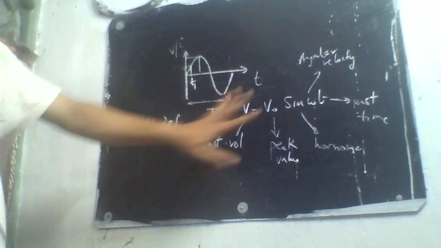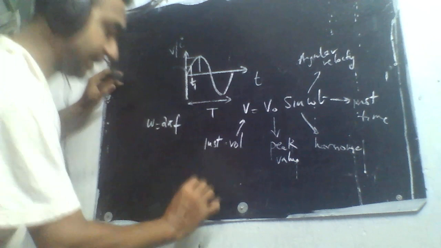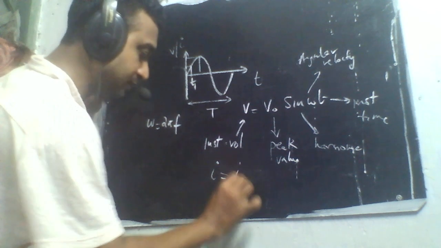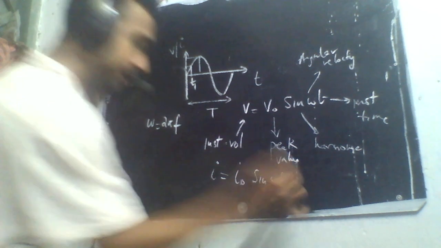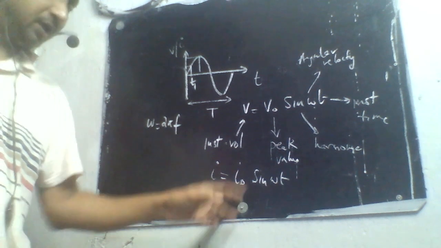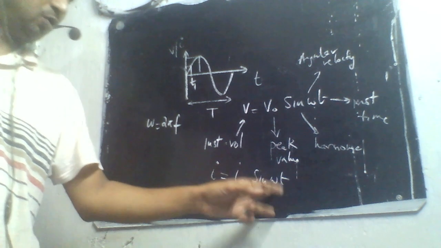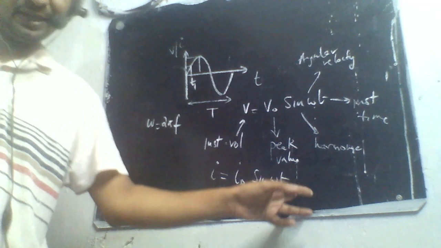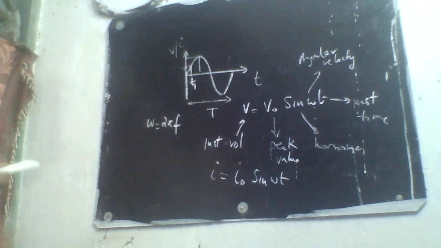So, instantaneous everything. Similarly you can write for I also. I is equal to I0 sine omega t. Same logic applies. I is the instantaneous current, I0 is the peak value, sine is a periodic function, omega is the angular velocity, t is the instantaneous time.